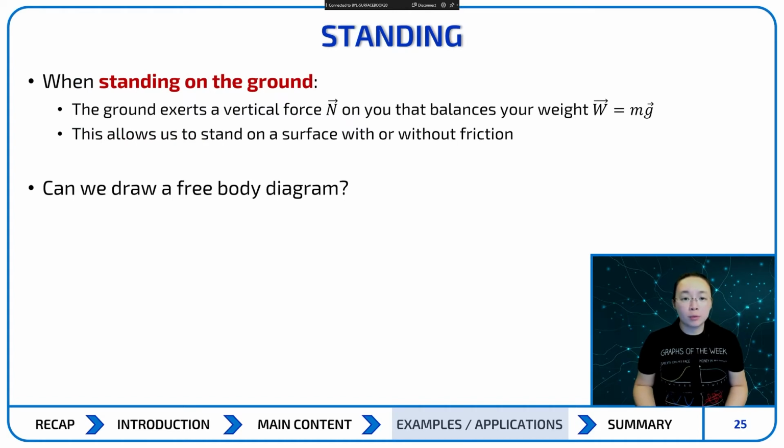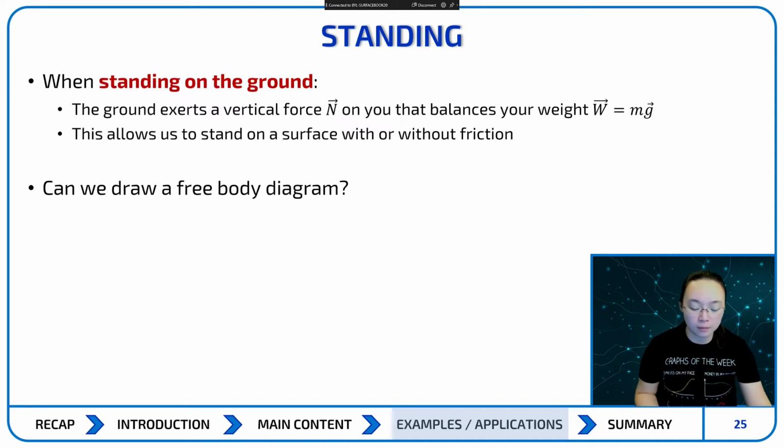Before we even talk about walking, probably start with something simpler. Start with standing. When I'm standing, the ground is going to exert a vertical force N on your body that is going to balance your weight, or mg. This is going to allow us to stand on a surface with or without friction. So you're basically just stationary. So this isn't locomotion, this is just stationary motion, which would be considered biostatics.